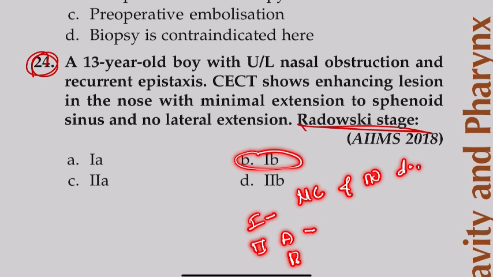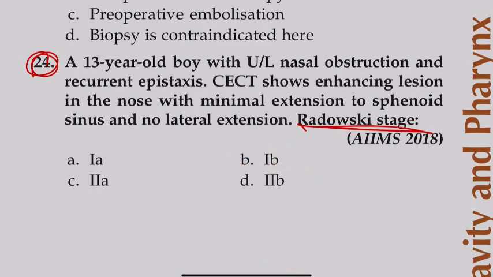And 2B, what do we have? We have involvement of the pterygopalatine fossa. And 2C is when there is involvement of the infratemporal fossa. So 2A is extension through the sphenopalatine foramen, 2B involves the pterygopalatine fossa, and 2C the infratemporal fossa, and stage 4 is cavernous sinus, optic chiasma and pituitary fossa involvement. But here there is extension to the nose and minimal extension to the sphenoid sinus, with no lateral extension. So 1B is the right answer.